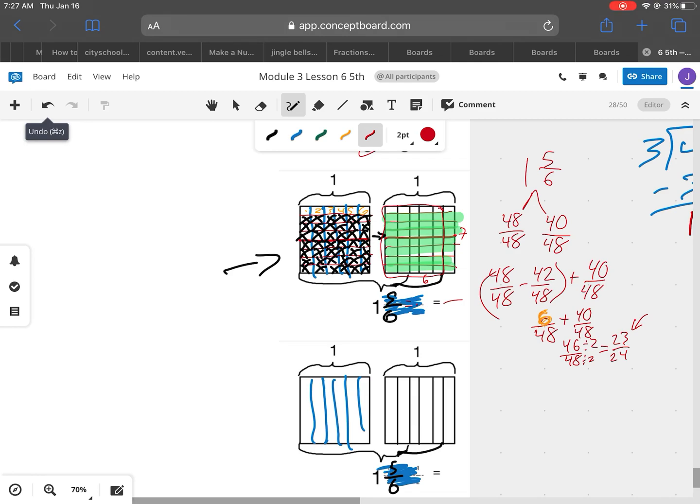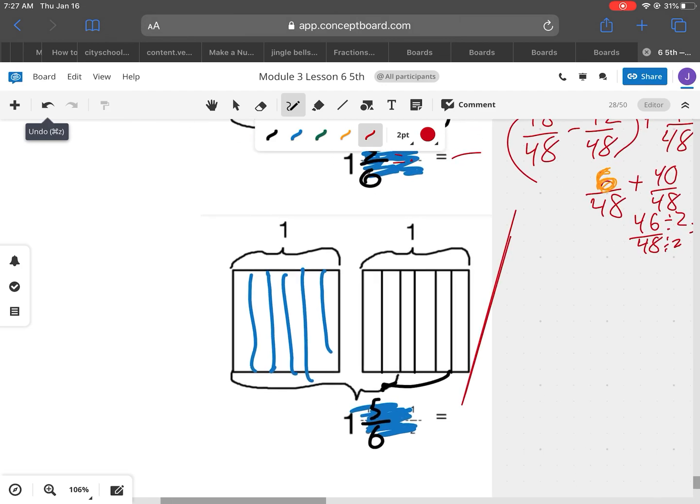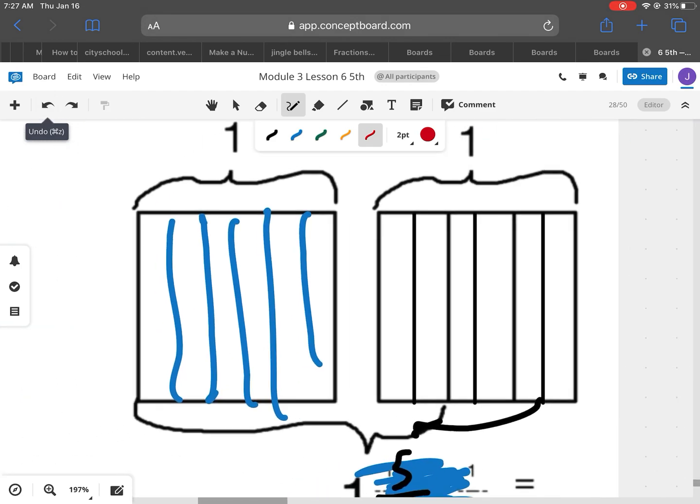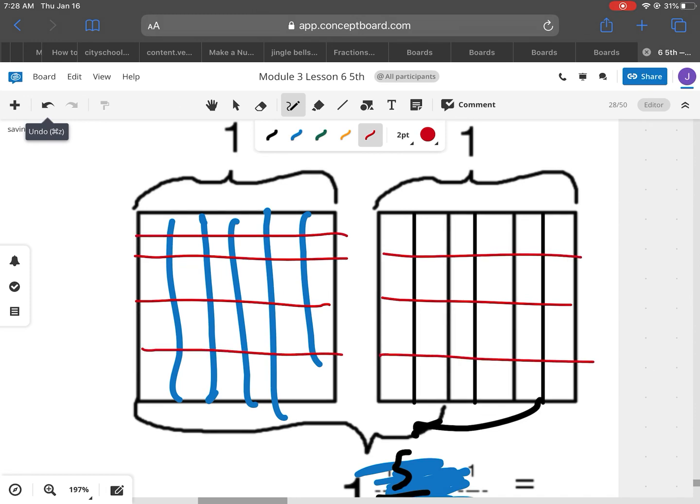All right, so let's move on to the next one. And we're going to do the same thing that we did before. We're going to eighth this, and I like to do it by halving it first. And then half of the half is fourths. And half of the fourths is eighths.